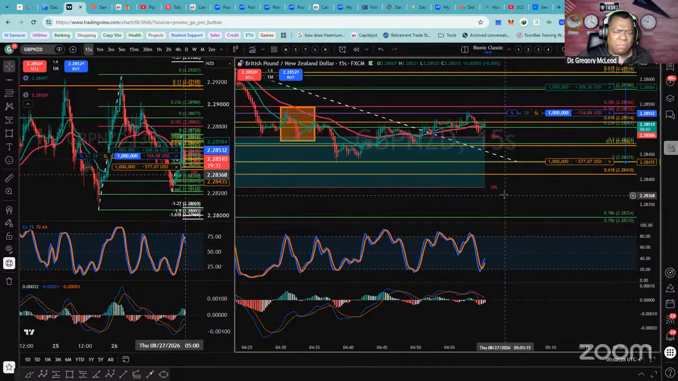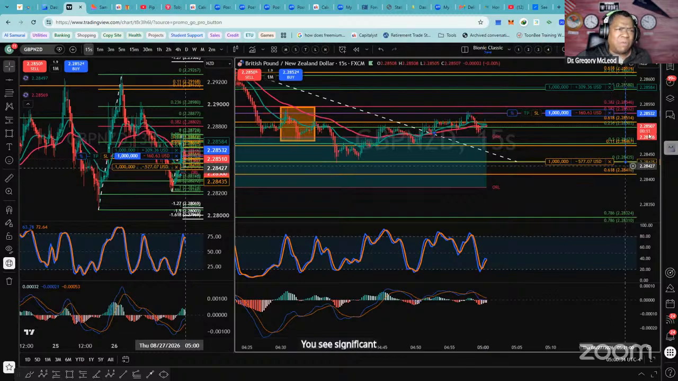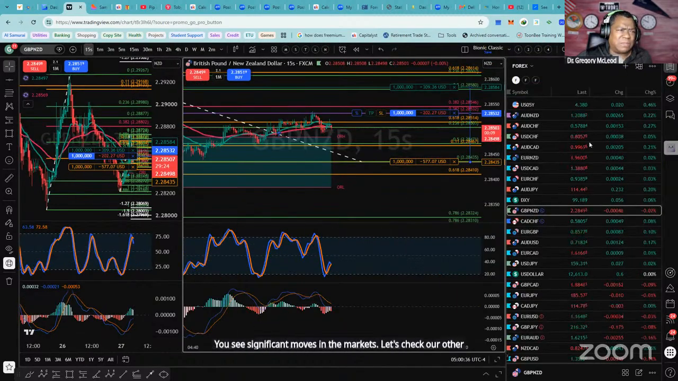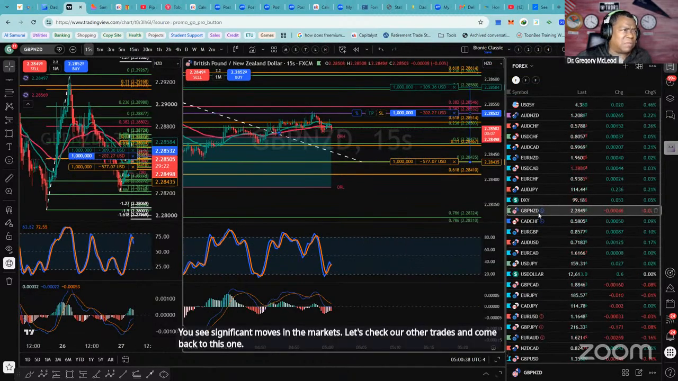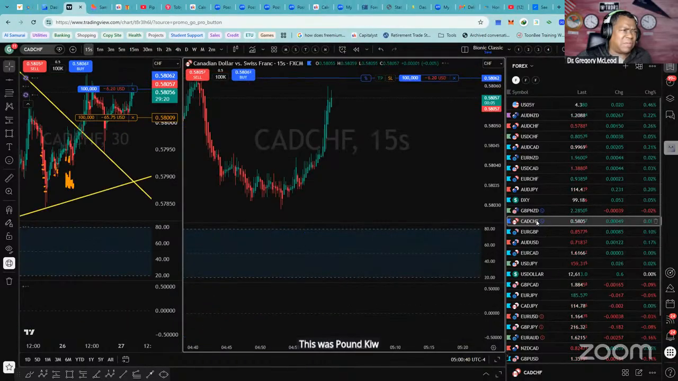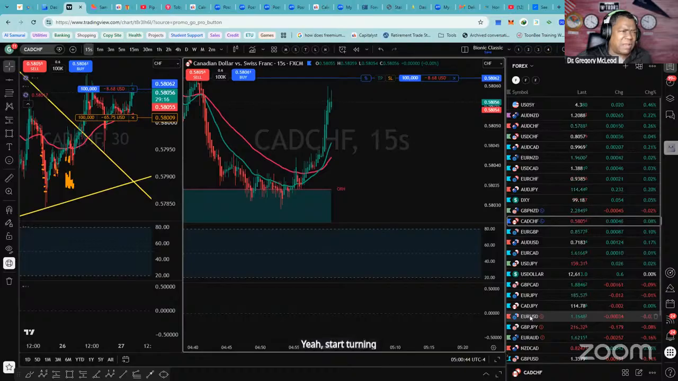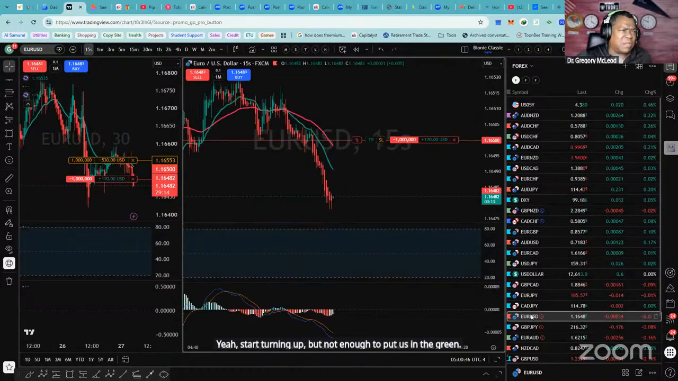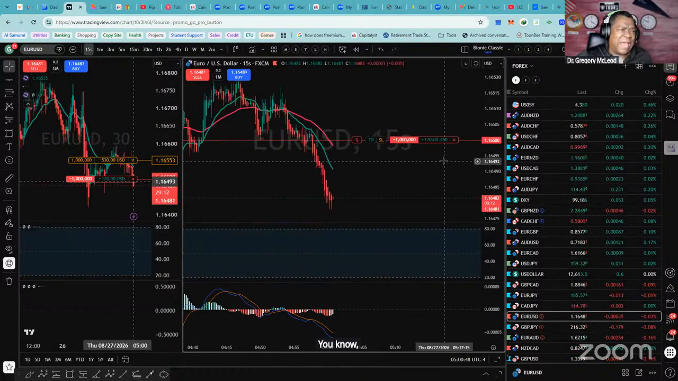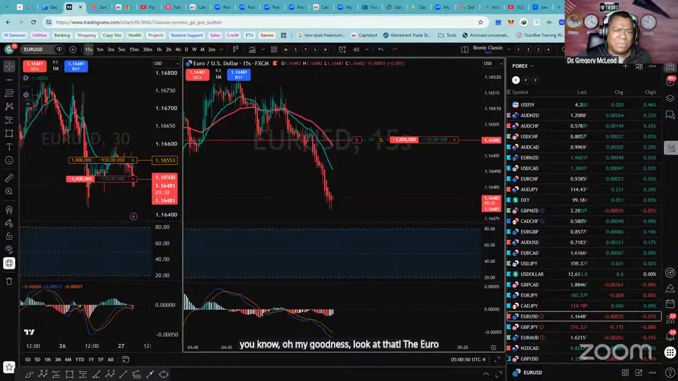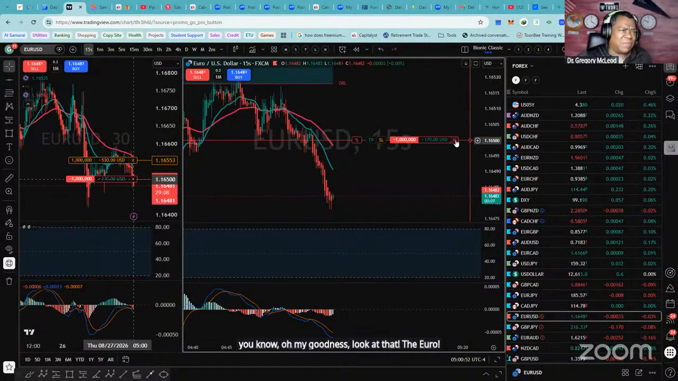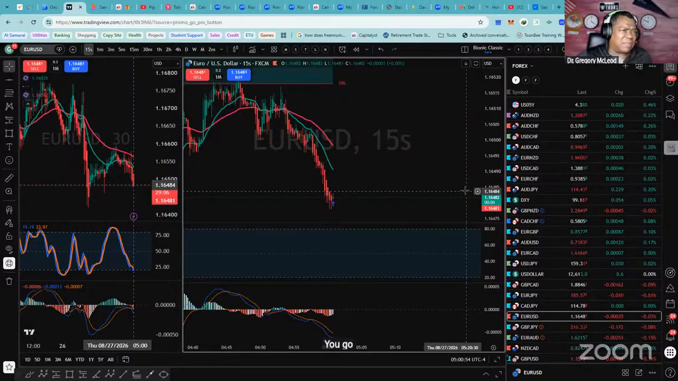We're at the hour mark, or the 2 hour mark for us, but usually at the hour you see significant moves in the market. So let's check our other trades and come back to this one. This was pound Kiwi, cat Swiss. Yeah, starting to turn up, but not enough to put us in the green. Euro dollar. Oh my goodness, look at that. The euro, go with your bad self. We'll take that.